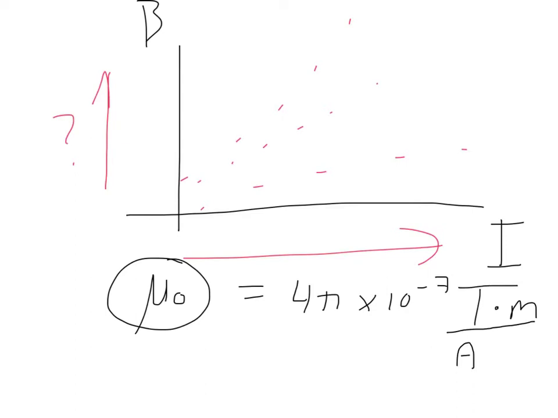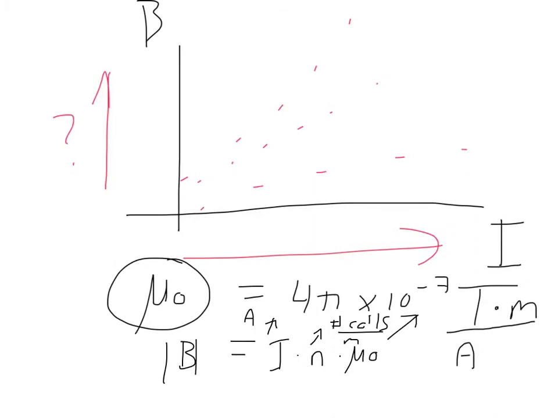So when we multiply mu0 times the current times little n, we get the value of the strength of the magnetic field. Remember, mu0 is this constant here. n is the number of coils per meter. And I is the current passing through the coils in amperes. So if you multiply all these out, the amperes cancel, the meters cancel, and you have units of Tesla that represent the strength of your magnetic field.